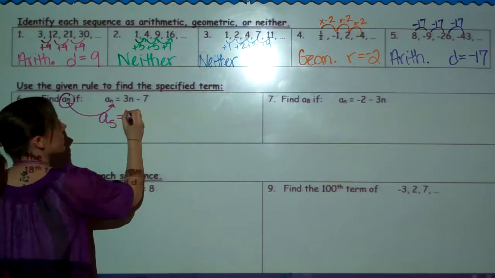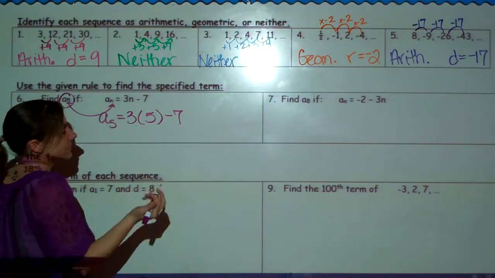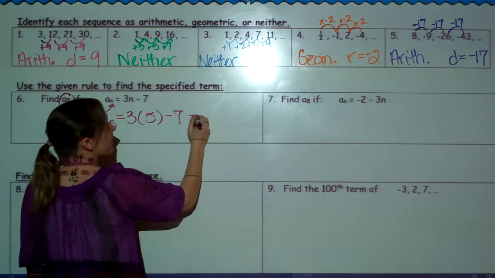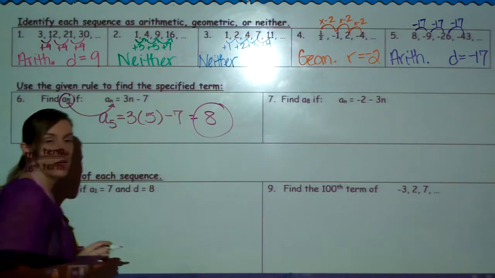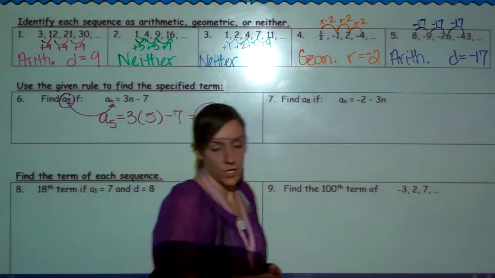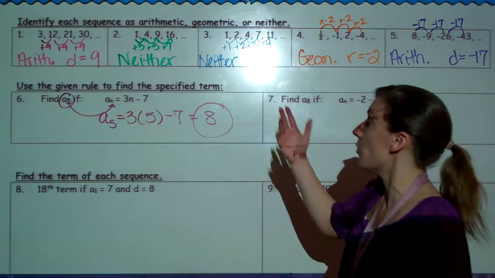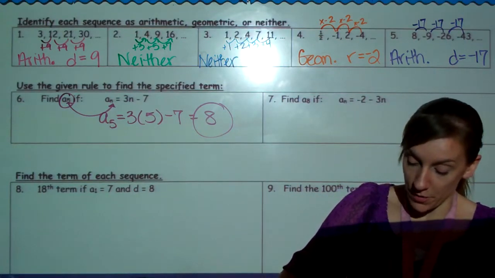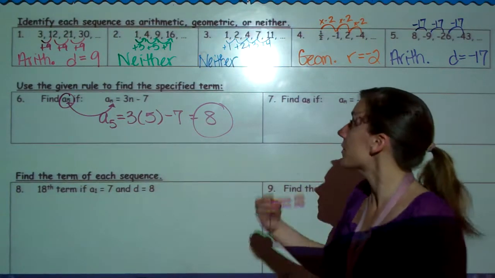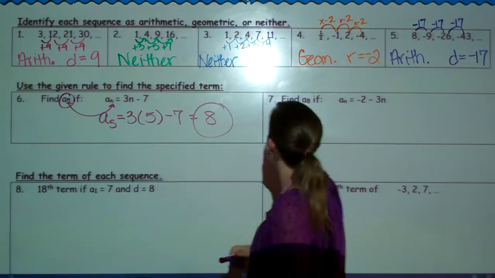It's kind of like functions. I take the n out and I put a 5 in. So then that's 15 minus 7, which is 8. Okay? But it's actually telling you the number of term that you're talking about. So like if I put a 1 in, that'd be the first term. If I put a 2 in, that would be the second term. 3 in would be the third term. So this is the fifth term. When I put a 5 in, that's what I get out.